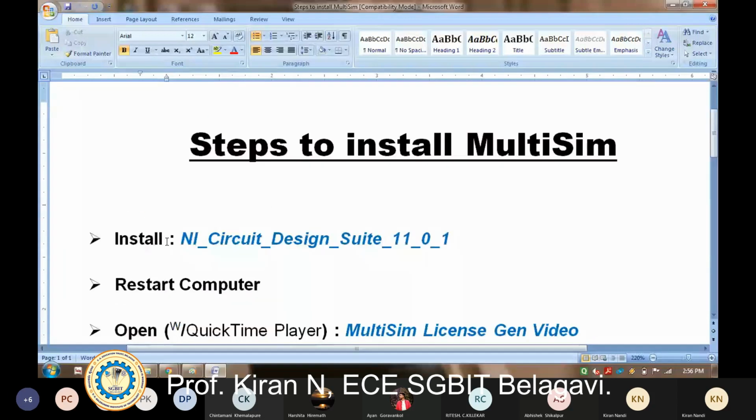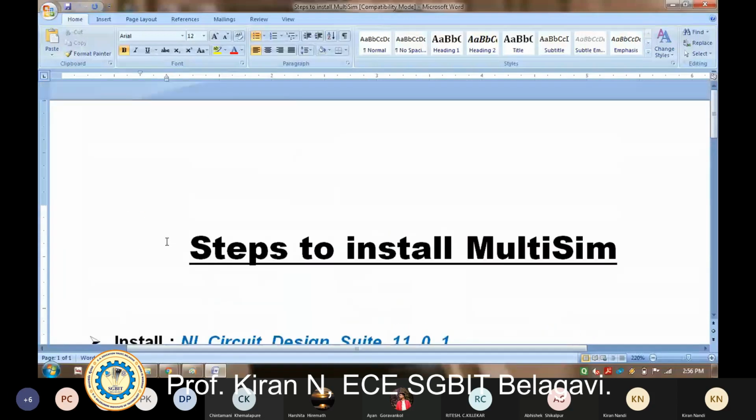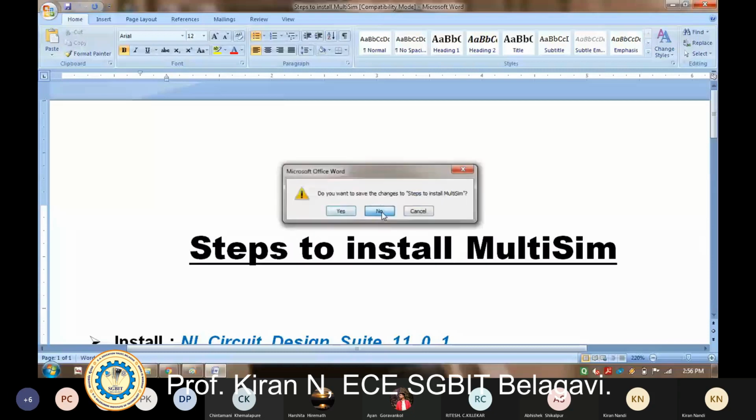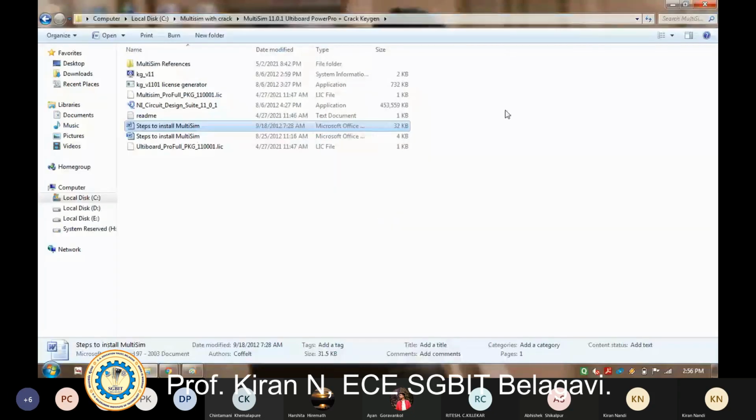I shall post the steps for installation in the WhatsApp group. You can just go through these steps and try to install the things. I will send all the snapshots there, whatever snapshots are required for installation of this Multisim, you can go there and follow those methods. Okay.